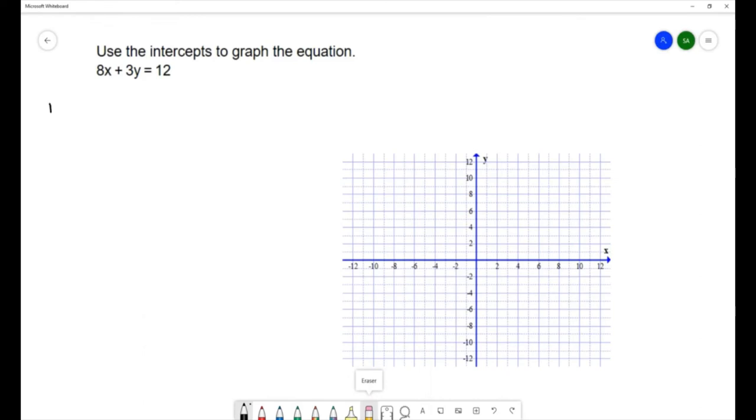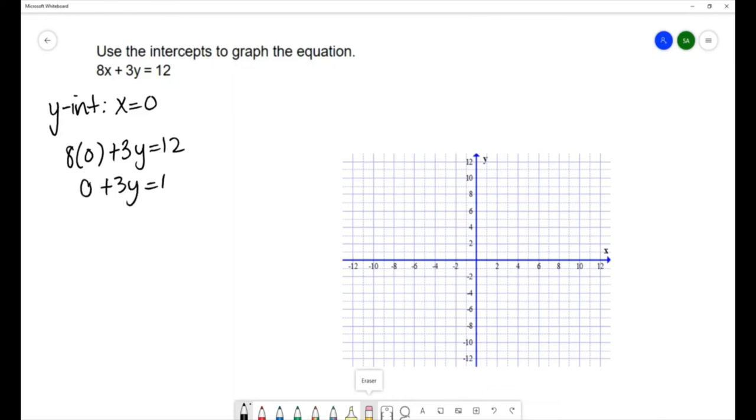I usually like to find the y-intercept first because sometimes it's a little bit easier. The way you find a y-intercept is by letting x equal 0. So in my equation, I'll substitute a 0 in for x, and that would give me 8 times 0 plus 3y equals 12. 8 times 0 is 0, and 0 plus 3y is 3y. And I'll divide both sides by 3, and that gives me y equals 4. So I have a y-intercept of 0, 4.